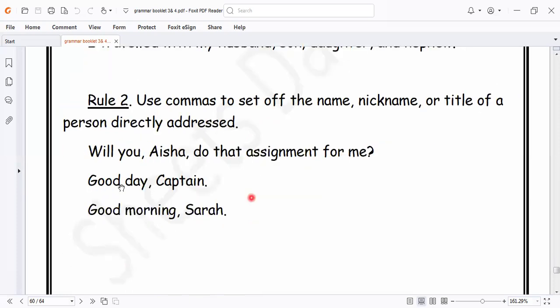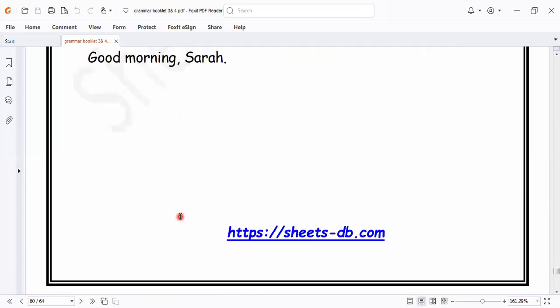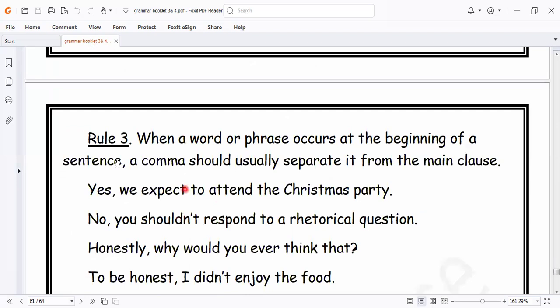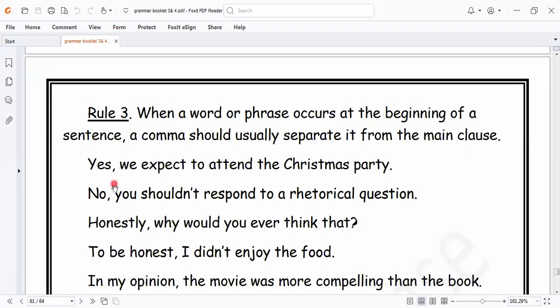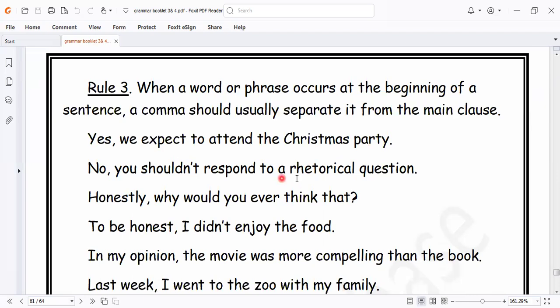Okay, rule 2. When we make greetings, I must put a comma like this. Good day, good morning. So it will be a comma here. Okay. Rule 3. When a word or a phrase occurs at the beginning of a sentence, a comma should usually separate it from the main clause, like this. Yes, when you say yes or no. Yes, we accept to attend the Christmas party. No, you shouldn't respond to a rhetorical question.